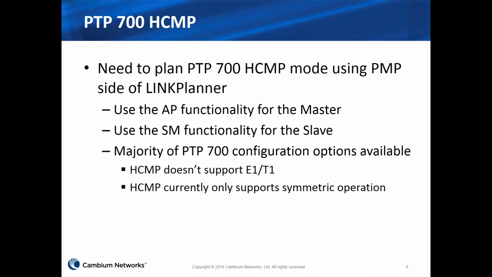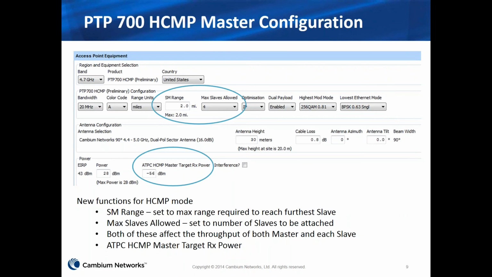You can still set up most of the same parameters in HCMP mode that you're used to doing on a PTP 700. However, you can't use E1T1 traffic in HCMP mode, and in the current release it only supports symmetric operation. When you configure a PTP 700 as a master using the access point equipment section, you'll see, as we just said, most of the same options that you're used to on the PTP 700. However, there are a few new ones which are specific to point-to-multipoint operation.